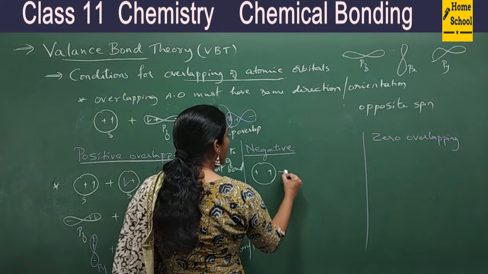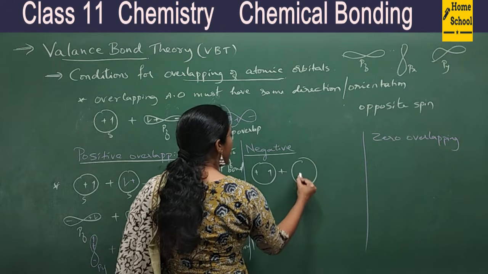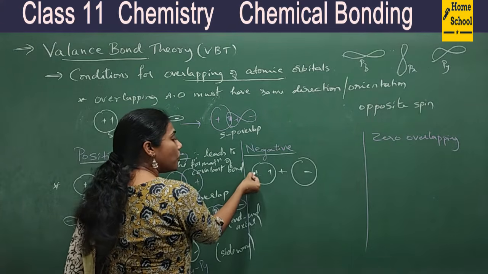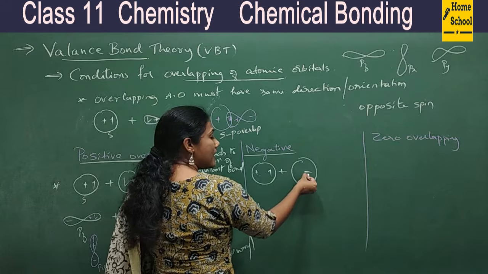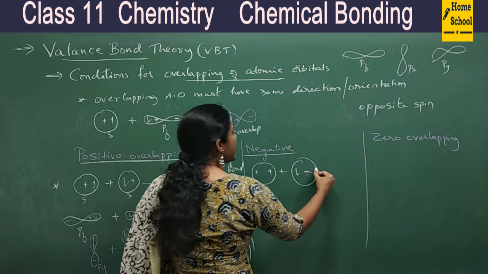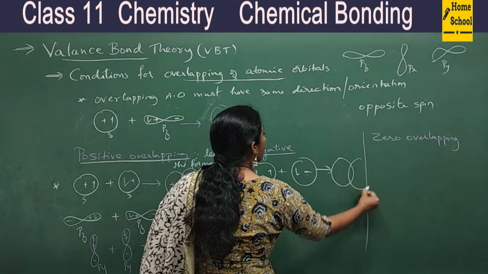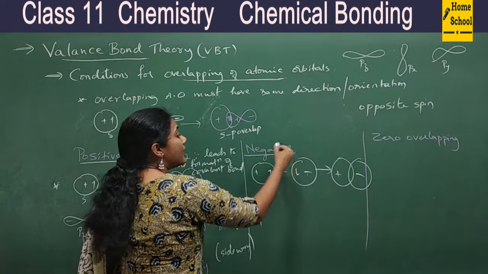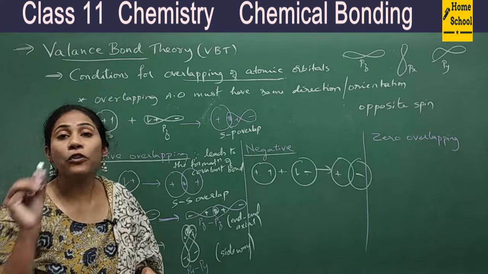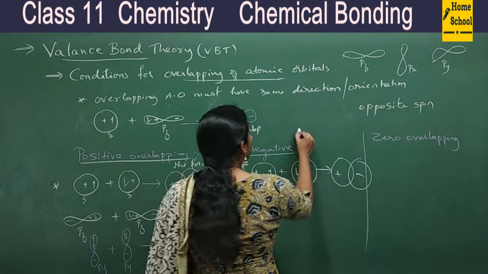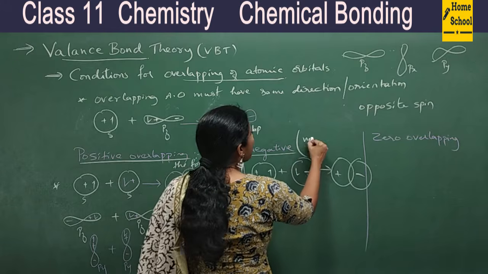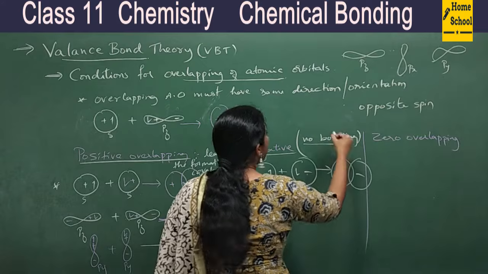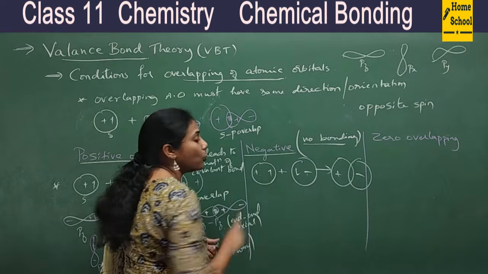And if this s orbital is overlapping with another s orbital with a negative sign, okay, so here this s orbital has a positive sign, this s orbital has a negative sign. Then in that case, that leads to negative overlapping, plus minus, this overlap is negative. This doesn't lead to the formation of a covalent bond. So negative overlapping, if it occurs, you don't observe any bonding. There is no covalent bonding for negative overlap.